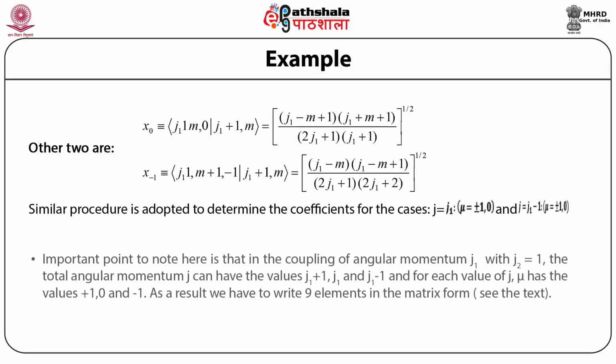It is important to note here that in the coupling of angular momentum j1 with the angular momentum j2 equal to 1, the total angular momentum j can have values that range from j1 plus 1 to j1 and j1 minus 1. And for each value of j, mu or m2 has the values plus 1, 0 and minus 1. So as a result, we will have to write 9 elements in the matrix form.